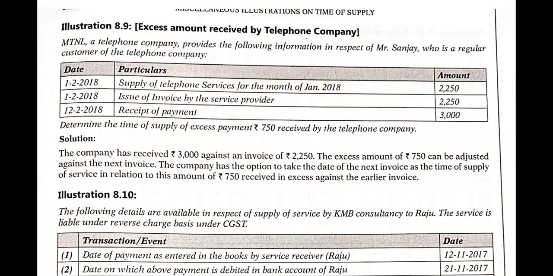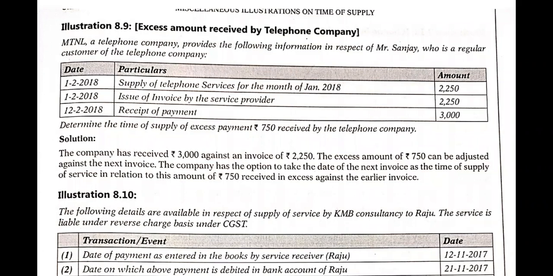On 1/2/2018, supply of telephone services for the month of January 2018, that is 2,250 rupees. On 1/2/2018 again, issue of invoice by the service provider is 2,250 rupees. And on 12/2/2018, receipt of payment of rupees 3,000. Determine the time of supply of excess payment of rupees 750 received by the telephone company. Okay, we need to determine the time of supply of the excess amount.